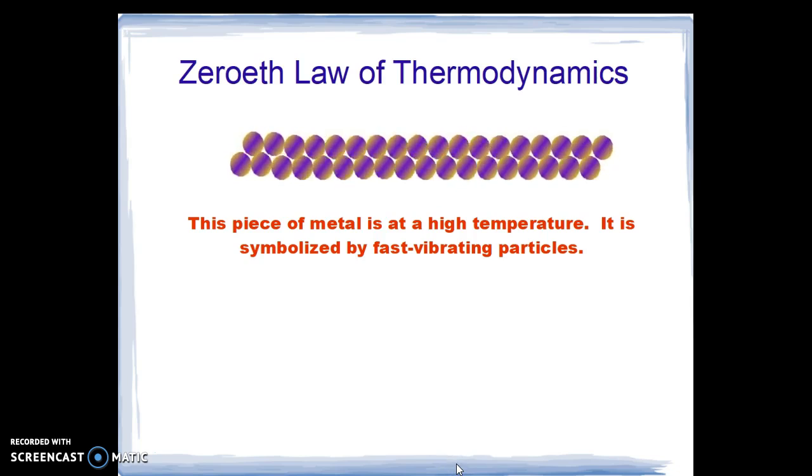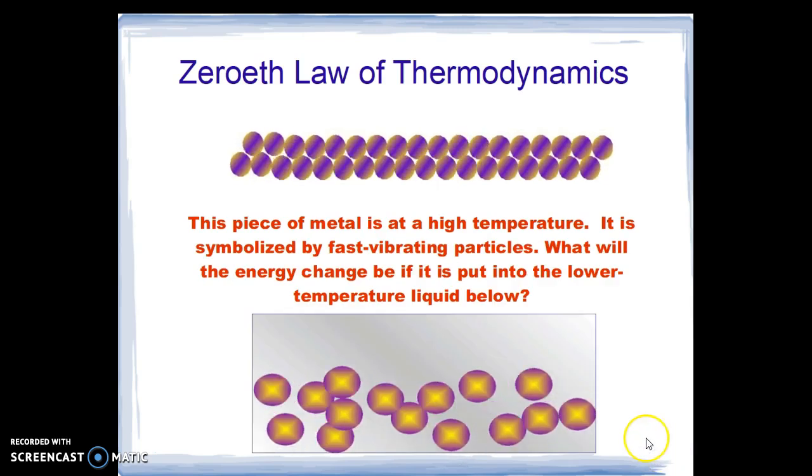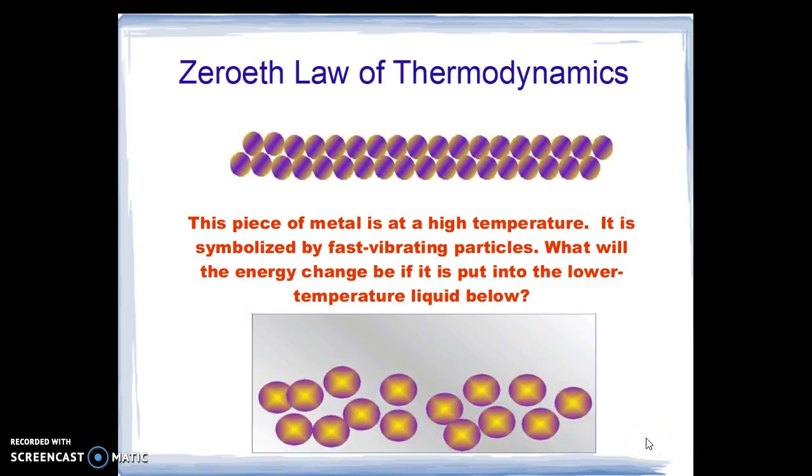We have something called the 0th law of thermodynamics. To illustrate, consider this piece of metal. I've got the atoms here shaking around to show that it's at a high temperature. What would be the energy change if it is put into the lower temperature liquid below?